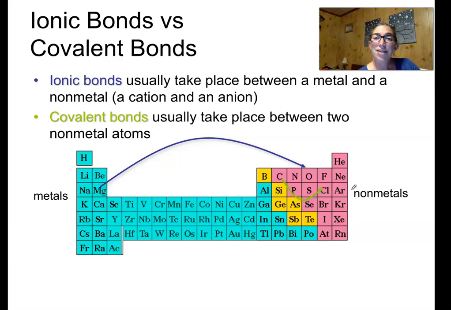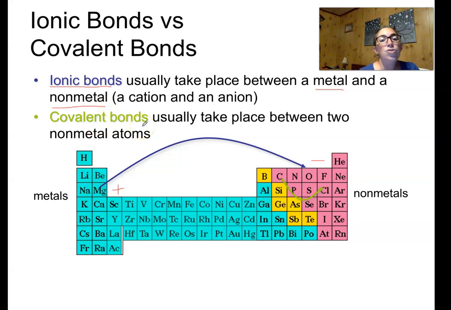Covalent compounds and covalent bonding is the other type of chemical bonding. So remember, ionic bonds involve transfer of electrons, and they involve a cation and an anion. Remember, metals tend to form those positively charged cations, and nonmetals tend to form those negatively charged anions. So ionic bonds usually take place between a metal and a nonmetal, cation and an anion.